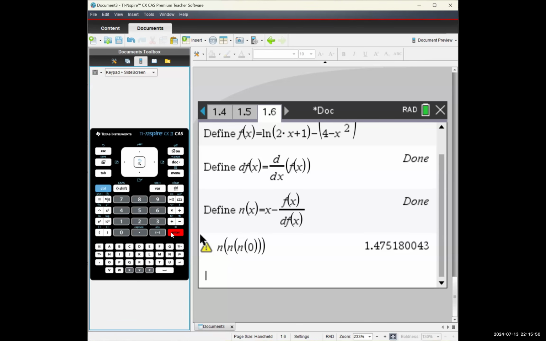This is 1.47512, which is rounded to 1.4751, correct to 4 decimal places. So option C is your correct answer. All right. And let's move on and look at question 13.